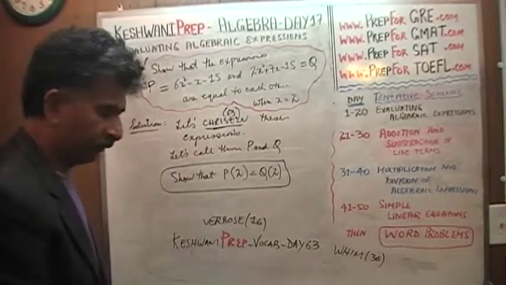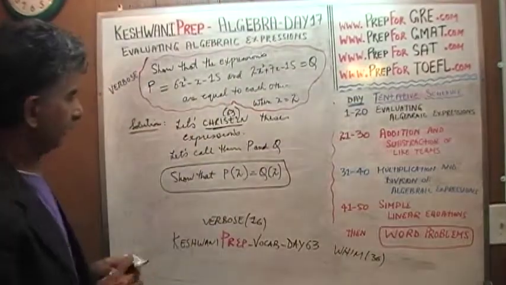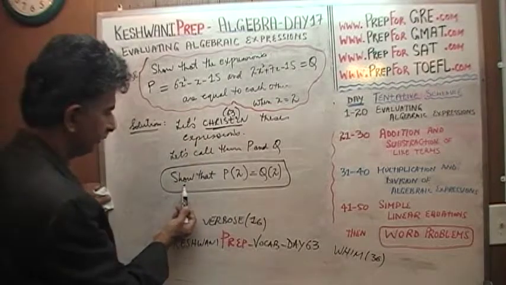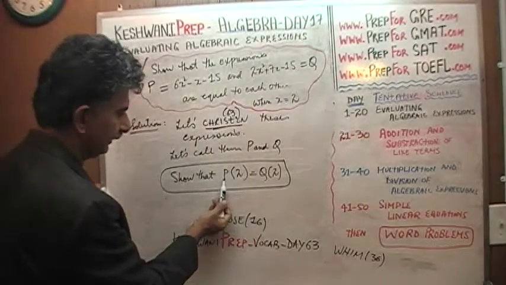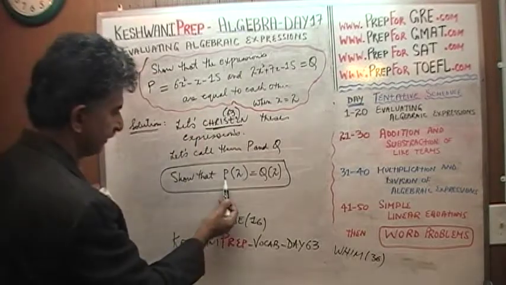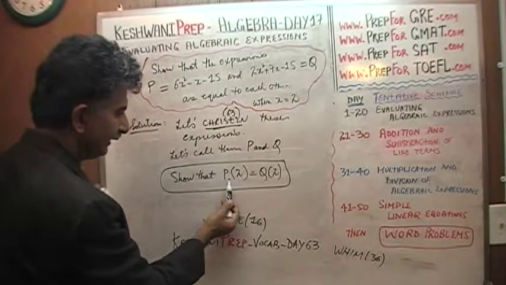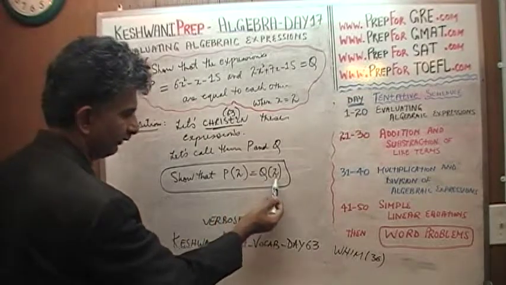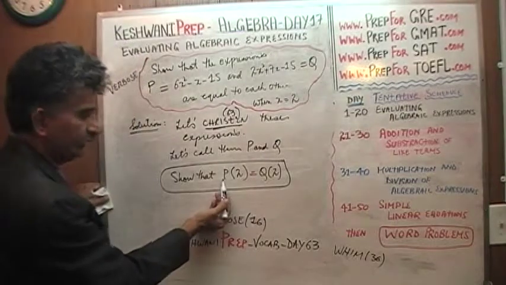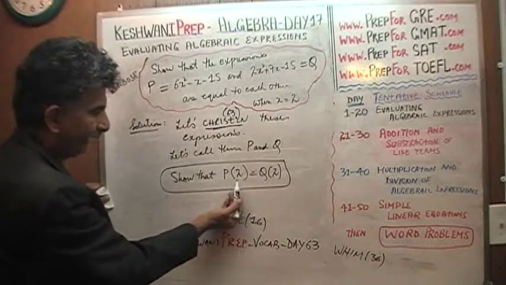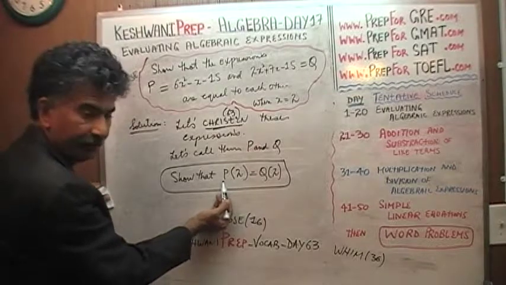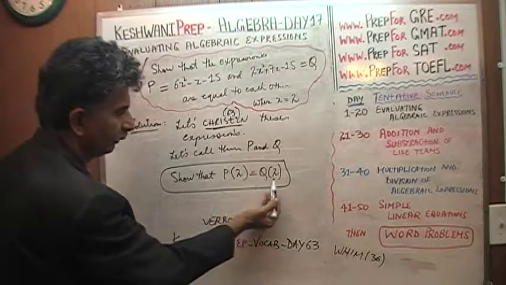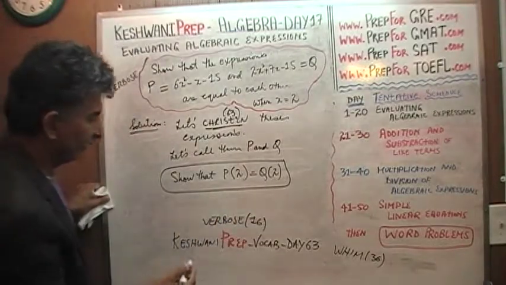Alright, anyway, enough of the talk. So, how do you read this thing? I'm going to read this in the English language, and then I'm going to read it in mathematical language. In English, it says, show that the expression P, P is the name of this expression, is equal to the expression Q when X takes the value of 2. In other words, show that the value of the expression P when X equals 2 is the same as the value of the expression Q when X equals 2 also.